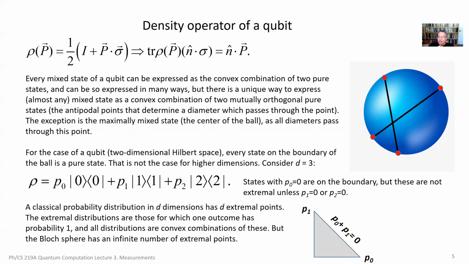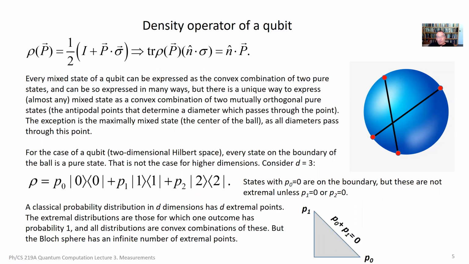In higher dimensions, the situation is different. In that case, we can have a density operator which is on the boundary of the space of possible density operators, but is not a pure state. I'll show you what I mean by illustrating with the case of a three-dimensional Hilbert space. So consider some density operator for a system with a three-dimensional Hilbert space, expressed in terms of the projections onto the eigenvectors of the density operator. Let's call those eigenvectors 0, 1, and 2. Then there's some non-negative real number times the projection onto 0, plus a non-negative real number times the projection onto 1, plus a non-negative real number times the projection onto the state 2.